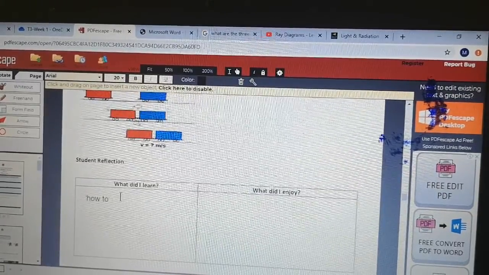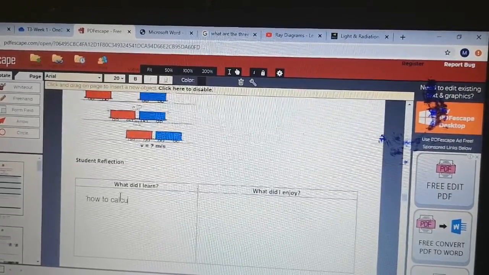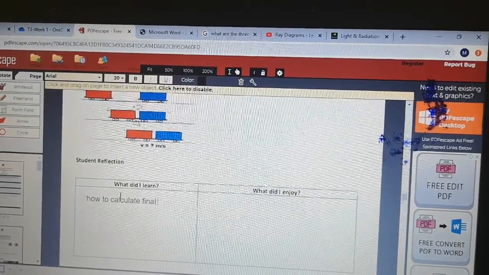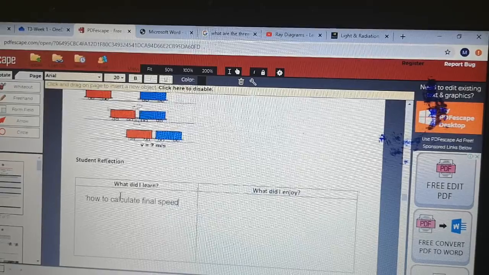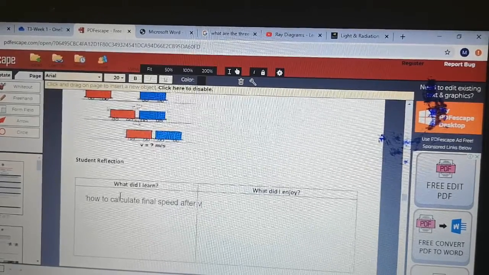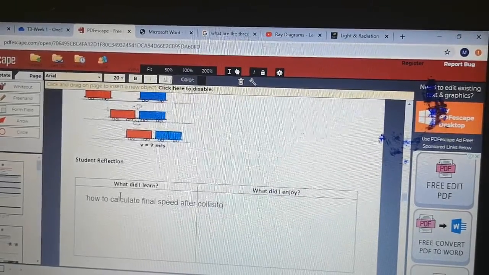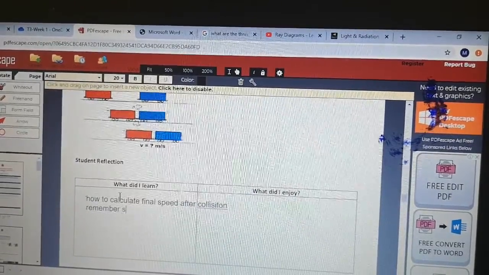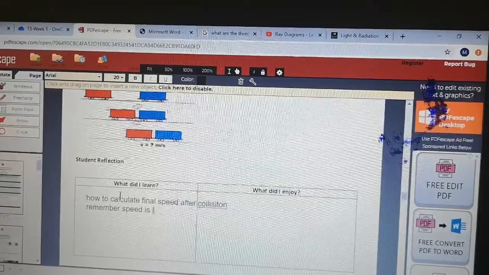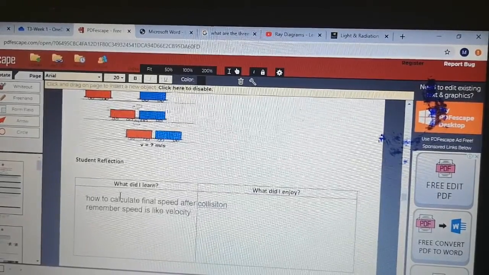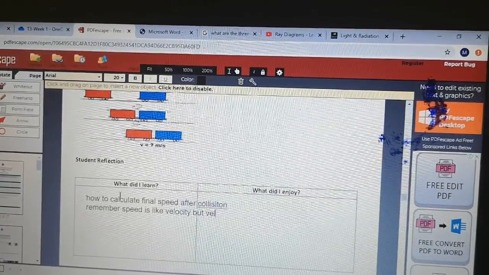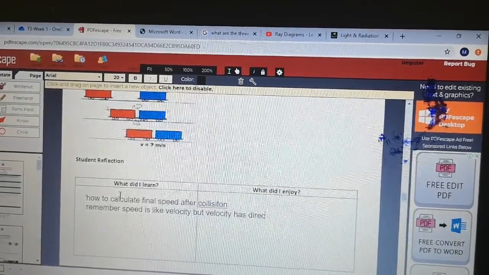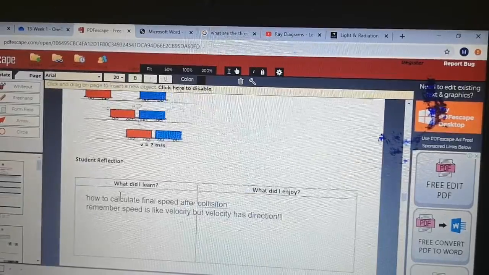Well, we learned how to calculate final speed after collision, right? Just going to say, remember, speed is like velocity, but velocity has direction. You didn't really learn that today, but I wanted to make a clear point.